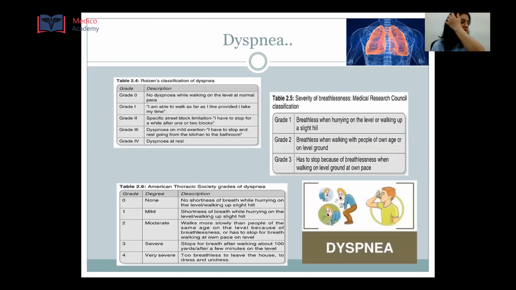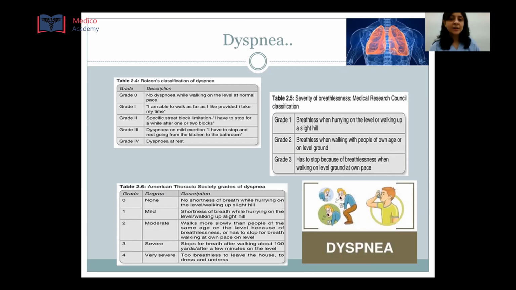Say, for example, one is the Roisen's classification of dyspnea, where we've got 5 grades. Grade 0, where there is no dyspnea while walking on a level at a normal pace. Grade 1, where the patient says, I'm able to walk as far as possible, provided I take my own time. Grade 2, where there is a specific street block limitation. That is, after walking for say 1 or 2 blocks, I have to stop for a while. Grade 3, where there is dyspnea on mild exertion, like I just feel breathless and have to stop even from kitchen to bathroom. Grade 4 is dyspnea at rest.